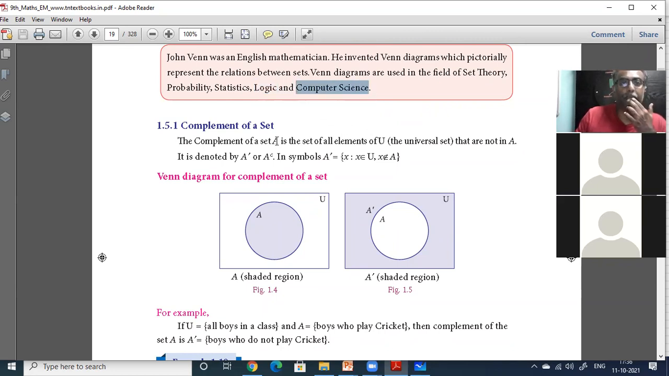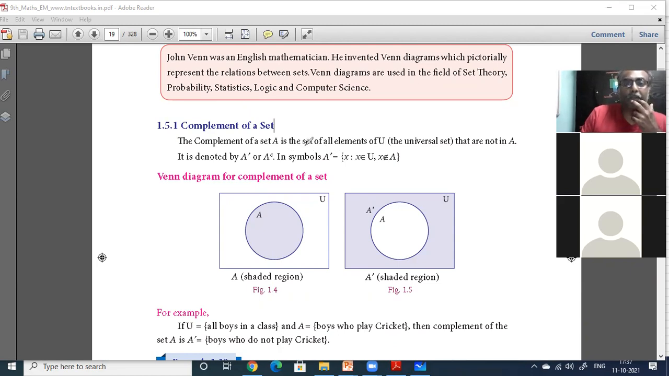Very important. The first thing we are going to do with Venn diagrams is how to represent the complement of a set. There is a difference between giving a compliment and a complement. What is the spelling for complement? There will be an E, complement, not compliment. Complement means something that is coming in addition to, completing what is there.